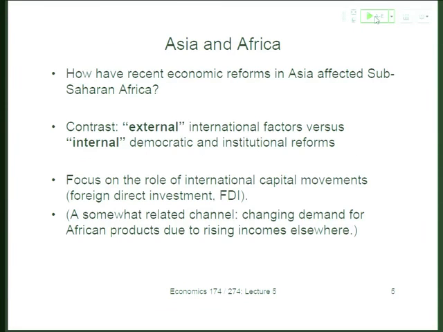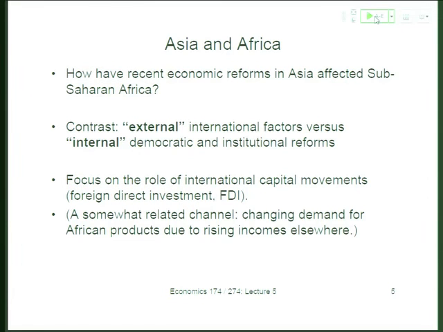Okay, so we ended lecture last time trying to think through how Asian economic development may have affected African economic development. We discussed these different potential channels. There's the potential diversion of foreign direct investment from Africa to Asia that could have affected Africa. But at the same time, economic growth in Asia could open up new opportunities for Africa. So there's this potential trade-off between different channels with different effects on African development.